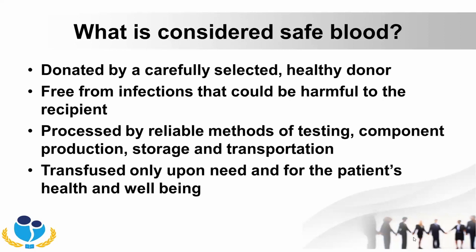We said there is no 100% safe blood or blood component, but what can be considered safe blood? Number 1 is if it is donated by carefully selected, healthy, regular donors. If it is free from infections that could be harmful to the recipient. If it is processed by reliable methods of testing, component production, storage, and transportation. If it is only done upon the medical need of the patient, not for other reasons, only for medical purpose.